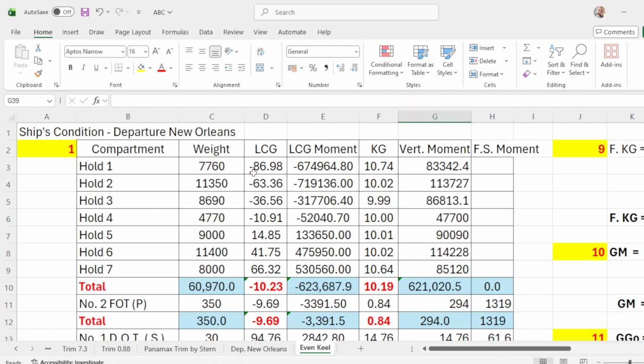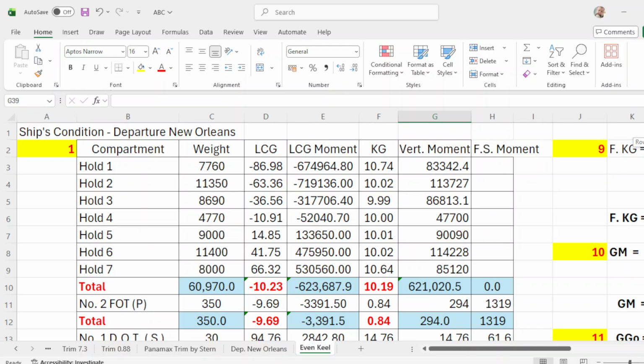Then you apply the LCG of its hold. So weight times LCG will be LCG moment, from hold 1 to 7, and in each hold you have the kg. Now, weight times kg is your vertical moment, and this will be your total vertical moment. And you have no free surface moment in holds number 1. Free surface is only on liquid, okay.